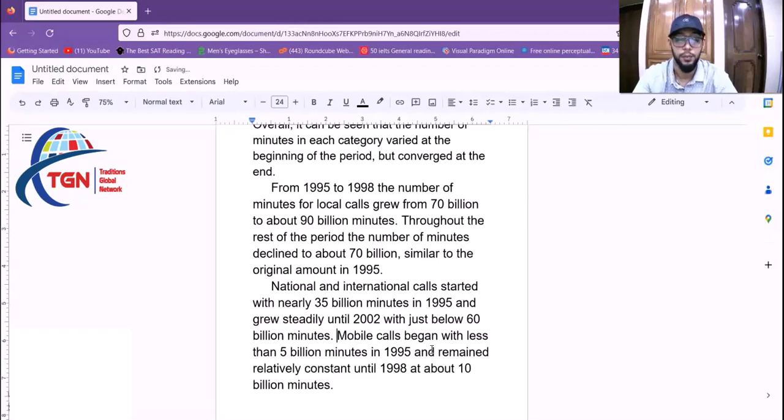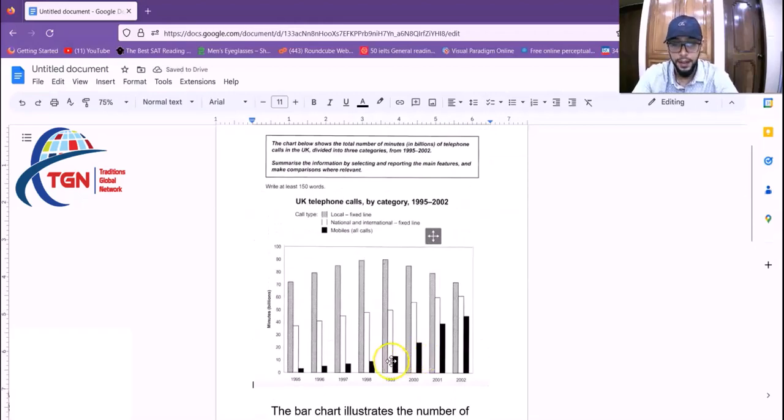And last, we want to mention যে 1999 থেকে আমাদের 2002 পর্যন্ত একটা fast rate of growth or a strong rate of growth, ঠিক আছে, exponential growth. So let's say 1999 it had more than 10 billion, but from 2000 to 2002 it grew rapidly to about 40 billion minutes. Okay.